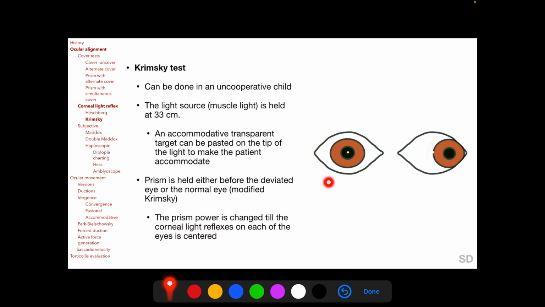So this diagram shows that with the light reflex on the limbus in the second eye suggesting an ocular deviation of approximately 90 prism diopters, when a 90 prism diopter prism is placed in front of the eye with the apex towards deviation, the corneal light reflex becomes centered in both the eyes. So here we note that in the corneal light reflex tests, we assess the centration of the corneal light reflex and not movement of the eyes, which we assess in the cover tests.